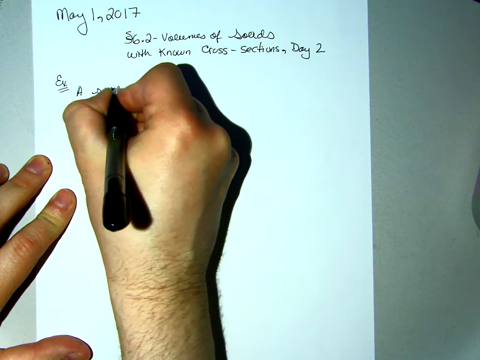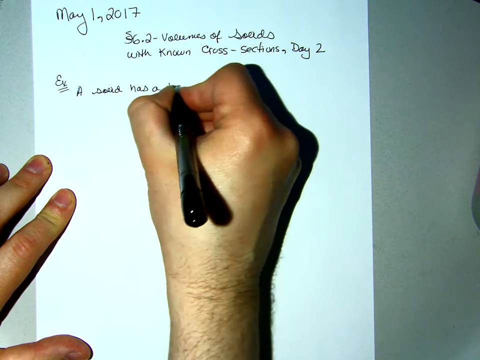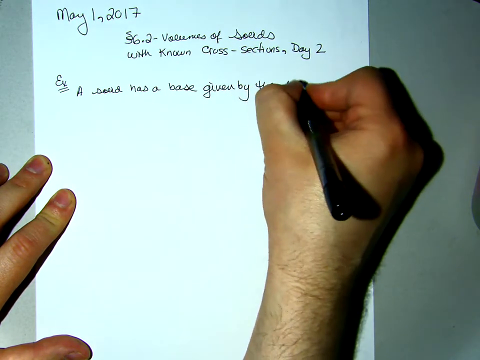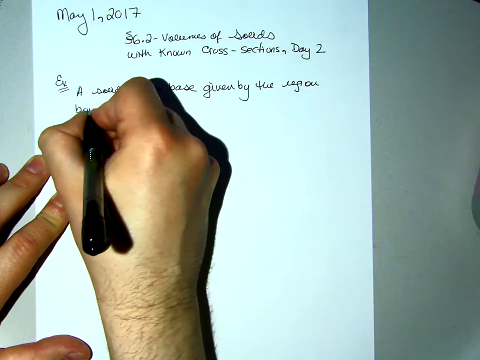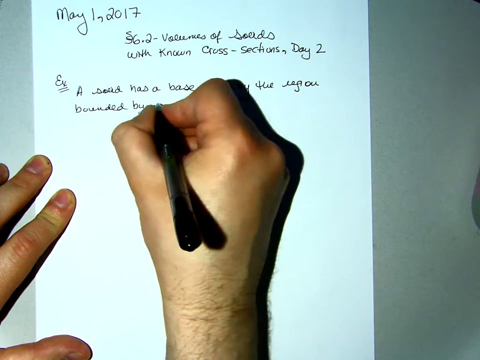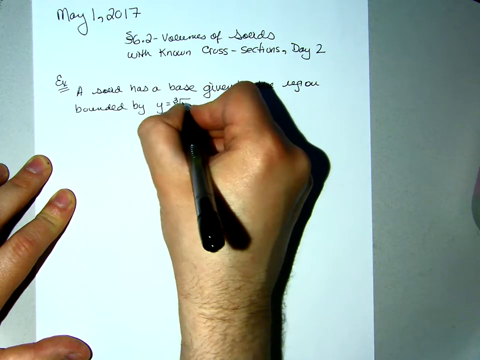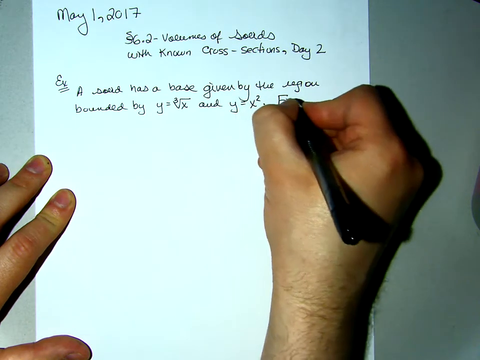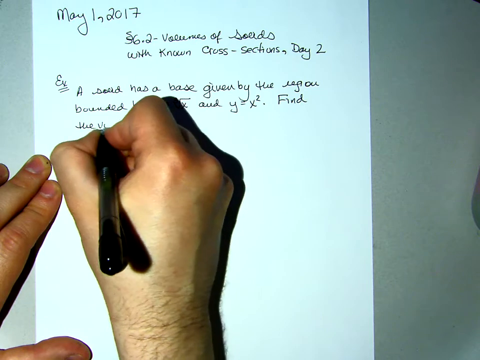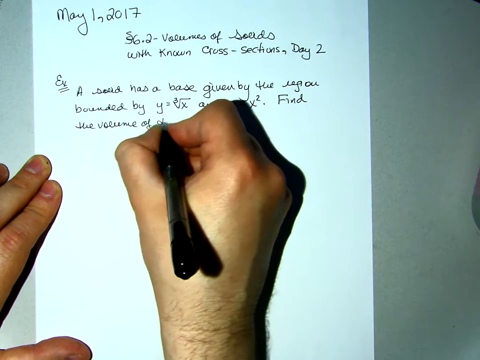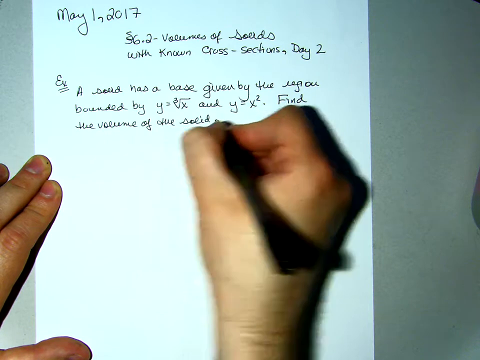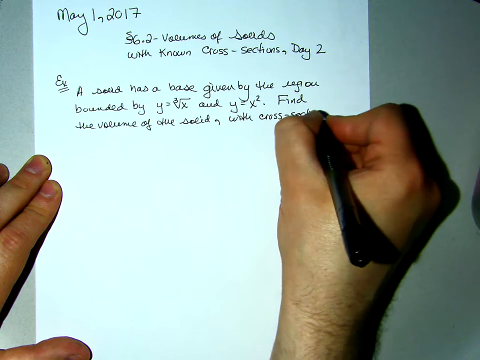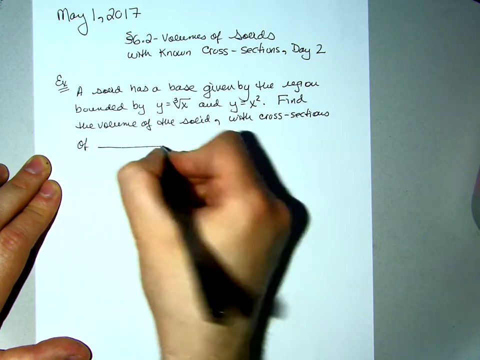Our example for today: a solid has a base given by the region bounded by y equals the cube root of x and y equals x squared. We want to find the volume of the solid with cross sections of, well, various shapes that we'll deal with in a moment.